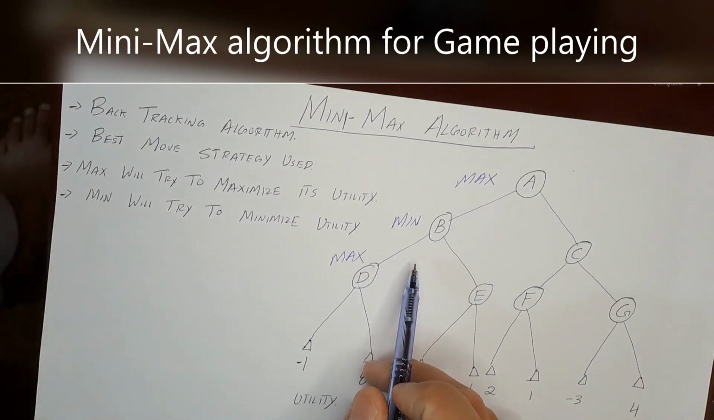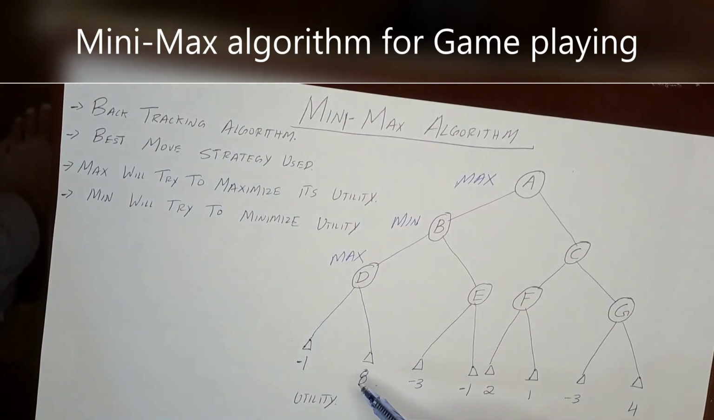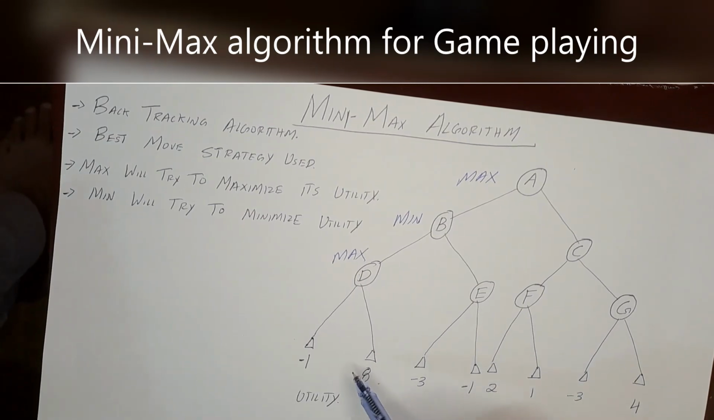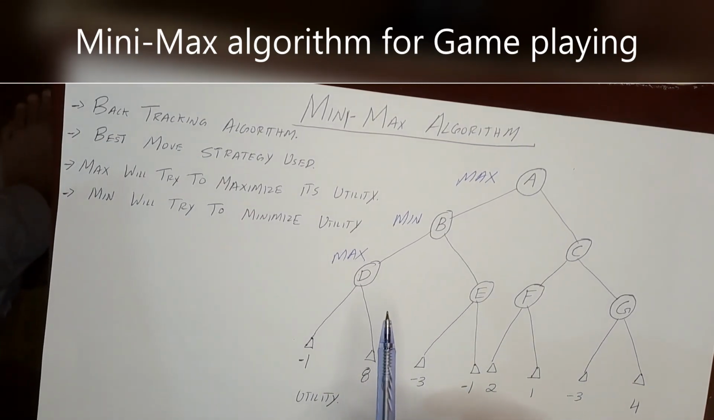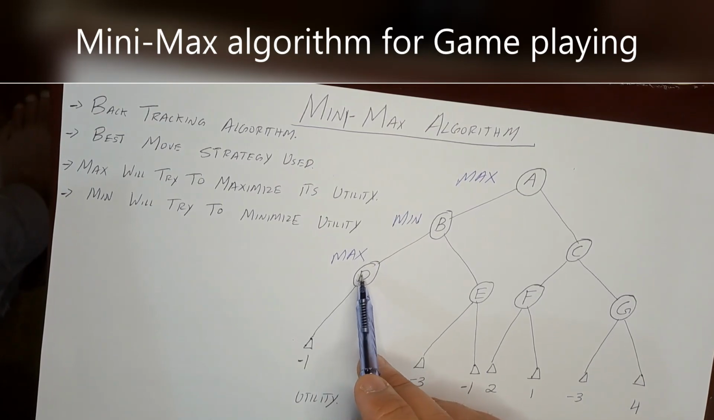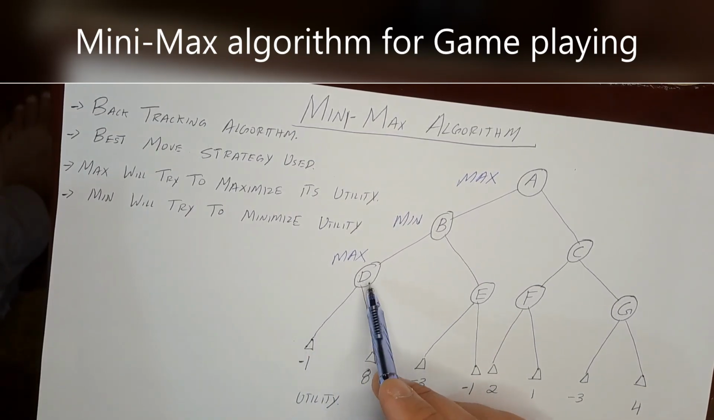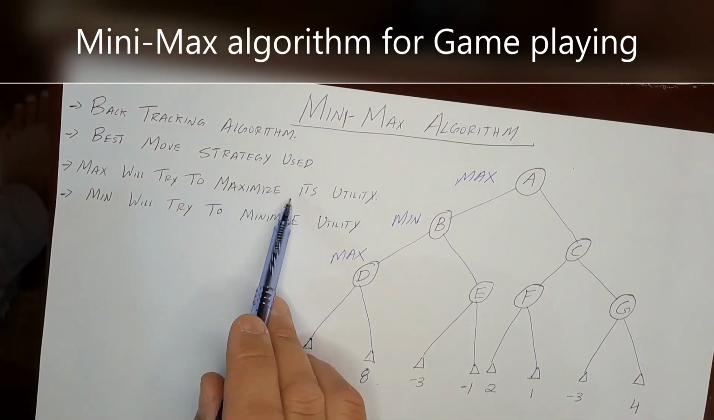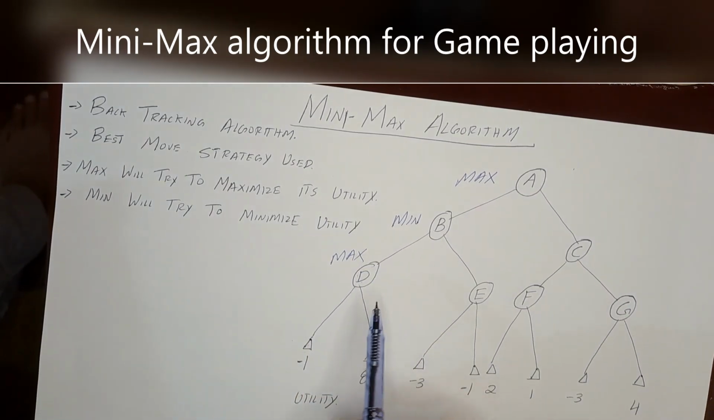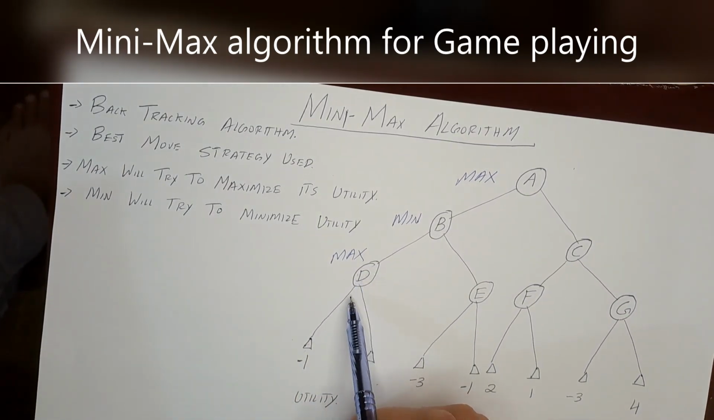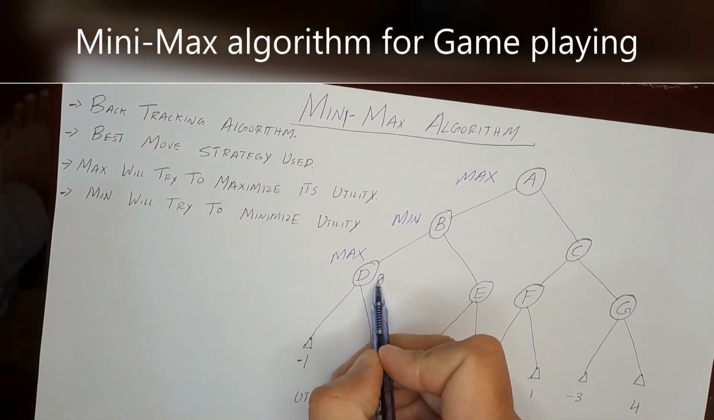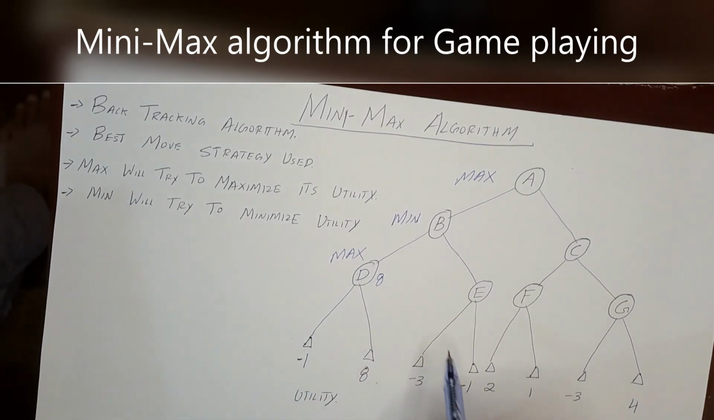Here we already mentioned that this is a backtracking algorithm, so we start from the bottom, from the very end where we have utilities. Let's suppose that Max is at node D. What are the two values that he should choose, and which utility is more desirable for him? As I mentioned earlier, Max will try to maximize his utility. So if Max is at position D and he has two choices, -1 and 8, he should choose 8. It is more desirable for him.